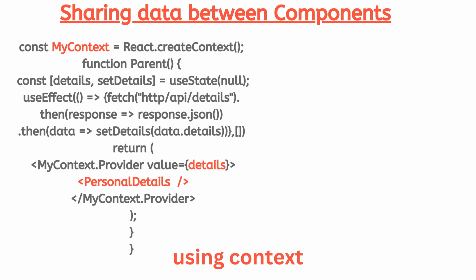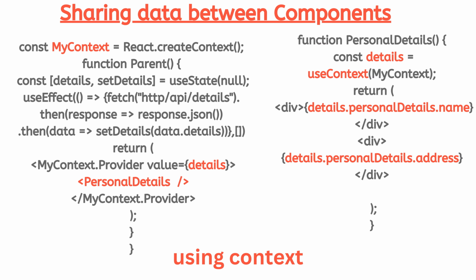Since the context is passed, it is available to the personal details component. Like using props we need to pass the parameter for the child component, but with the context you no need to set the property name and pass the props to the child component. Instead, by default you can get hold of it. On the right side, if you see the personal details component, all we need to do is get hold of the context using useContext and get hold of MyContext. And once you get hold of the context, directly you can use the details, and you can print those details like a name and the address.